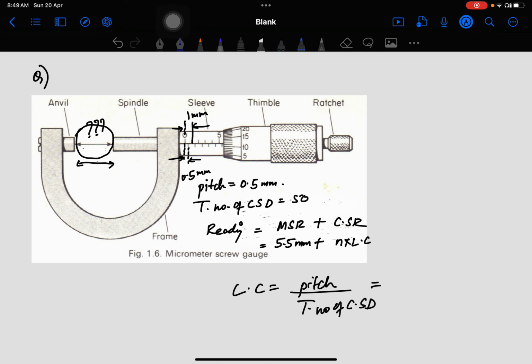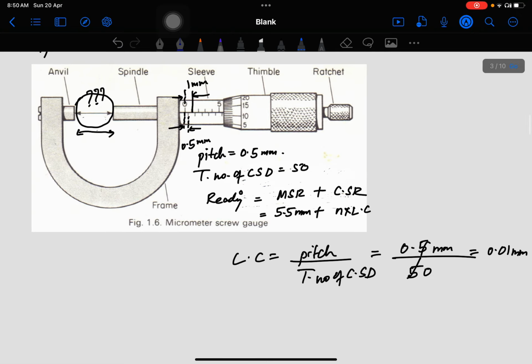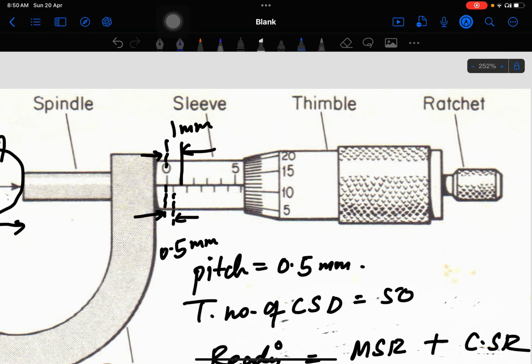Be careful with this, right? Here the pitch is not 1 mm, here the pitch is 0.5 mm, right? So this is 0.5 divided by total CSD, which is 50, which means how much is that? And this is in mm, right? We get 0.1 by 100, which is 0.01 mm. That is the least count, right? And which division is coinciding over here? You notice the 12th one.